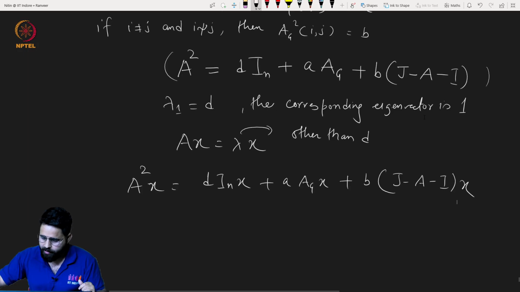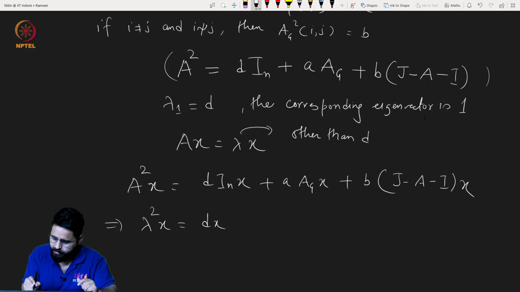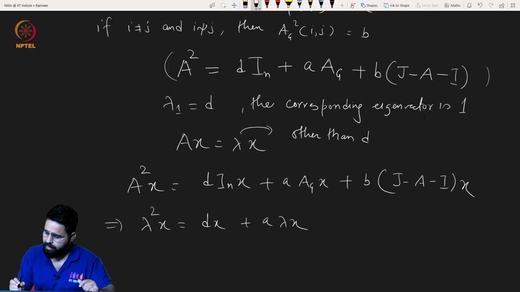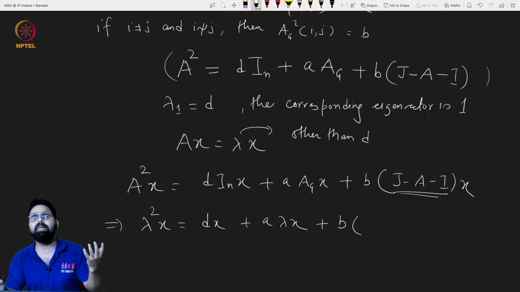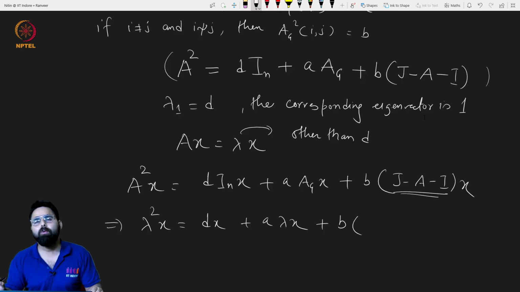Now if you see it carefully, this will give you lambda square x, right? Very good. This is dx, nothing special here. A lambda x, very good, from there. And then an interesting thing happens here, b times, if you do this, what will be J into x? Remember, J consists of all ones vectors, so rows are all one. If you take the dot product with x, if you multiply this all one with x, it will give you 0, right? So this quantity is nothing but minus lambda x because of this, and this is minus x, right?